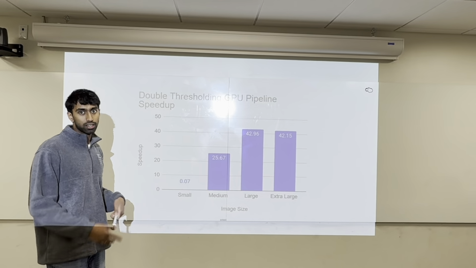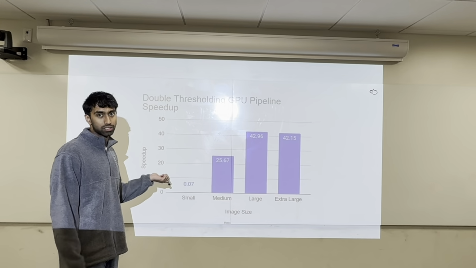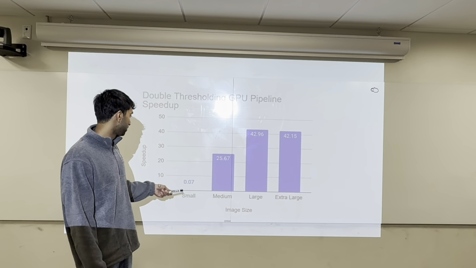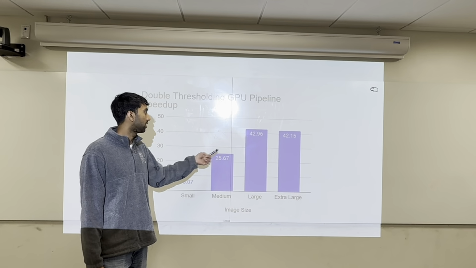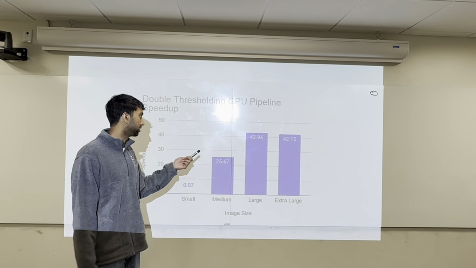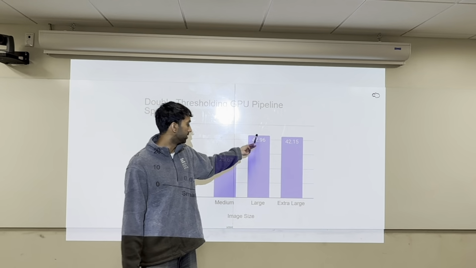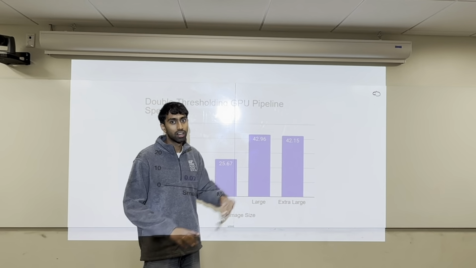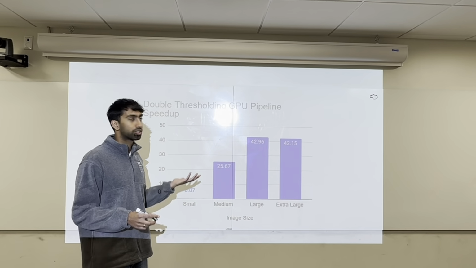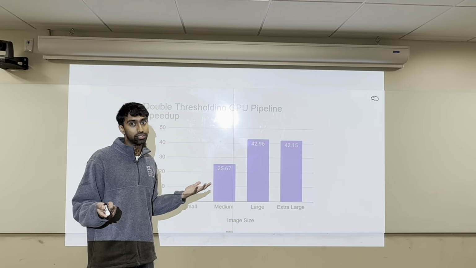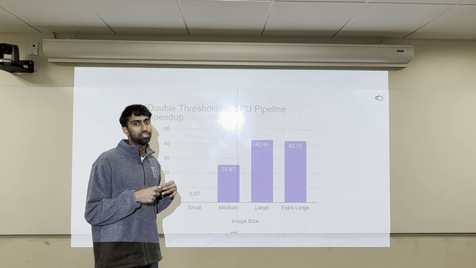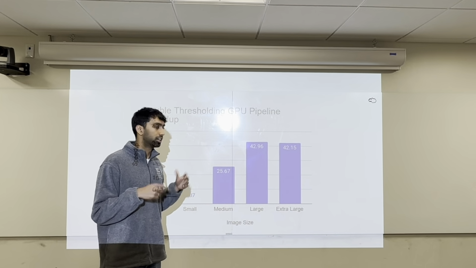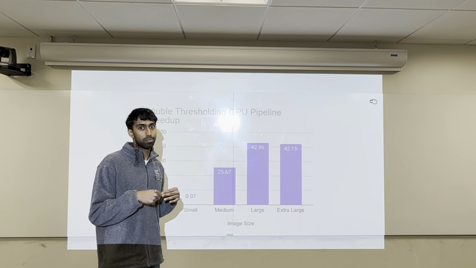As you can see, the same trend from the past 2 graphs continues, where small has a slowdown. However, as you keep increasing the image size, the speedup continues, and it diminishes from large to extra large. This is because double thresholding also uses a 3x3 kernel, which it only uses for its final step of identifying if you are an intermediate edge and if you need to be promoted to a strong edge.